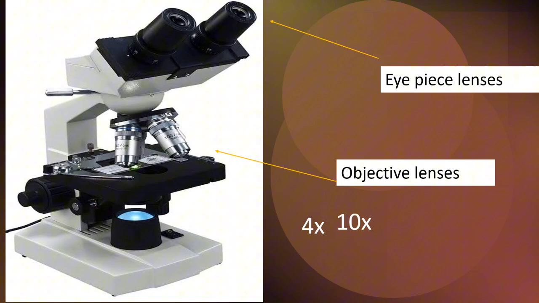Now these lenses, especially the objective lens, come in 4 times magnification, 10 times magnification, 40 times magnification, and finally 100 times magnification. So you can just switch the objective lenses depending on what you want to view, depending on how big you want the image to be. That is why it comes in different magnification: 4 times, 10 times, 40 times, and 100 times. Okay, that's the magnification. All right, so let's continue.